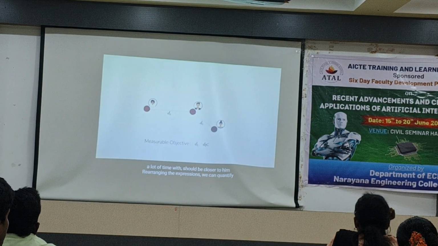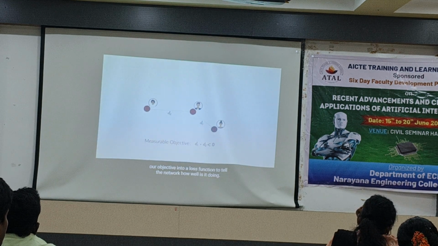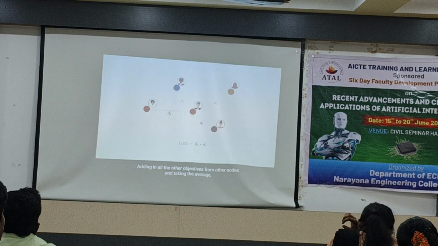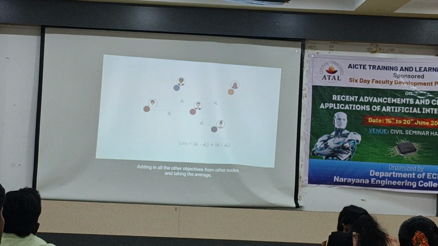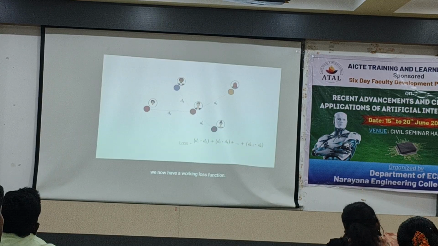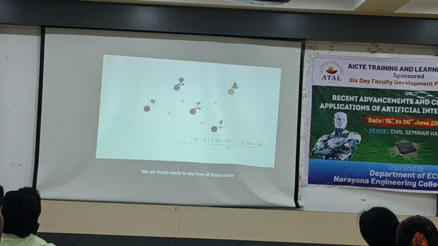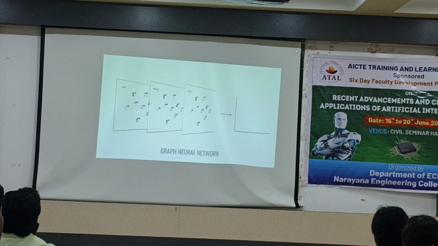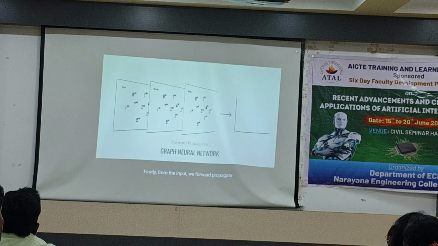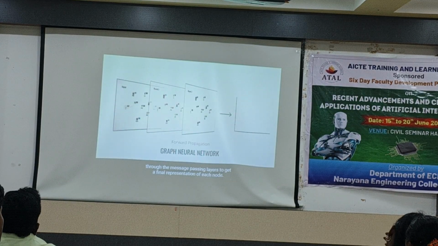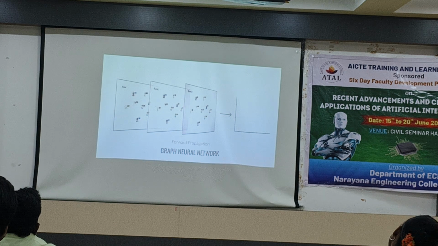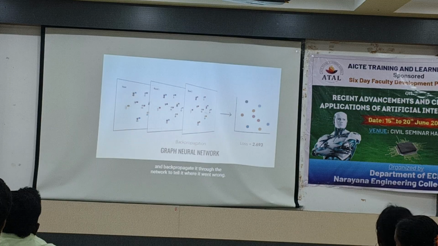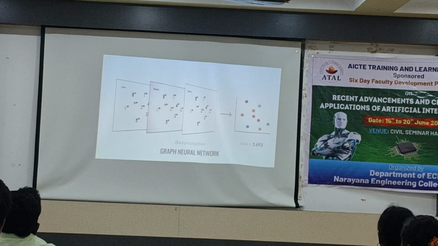Rearranging the expressions, we can quantify our objective into a loss function to tell the network how well it is doing. Adding in all the other objectives from other nodes and taking the average, we now have a working loss function. We are finally ready to see how all this comes together to find Andy's match. Firstly, from the input, we forward propagate through the message passing layers to get a final representation of each node. We then tabulate the loss and back propagate it through the network to tell it where it went wrong.